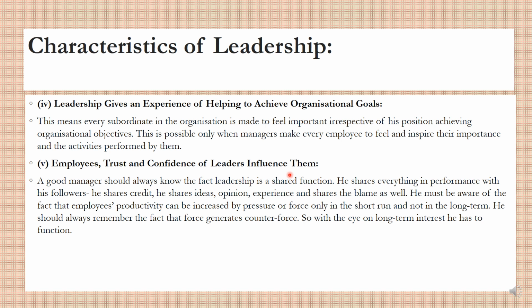A good manager should always know the fact that leadership is a shared function. He shares everything in performance with his followers. He shares his credit, he shares his ideas, opinions, experiences, and shares the blame as well. So he must be aware of the fact that employees' productivity can be increased by pressure of force only in the short run and not in the long run. So he should always remember that force generates counter force. With an eye on long term interest, he has to function as a leader and not as a forceful boss. So, these were the characteristics of leadership.